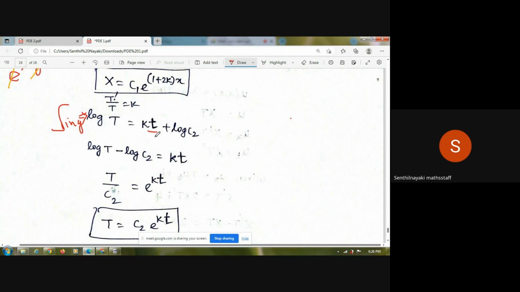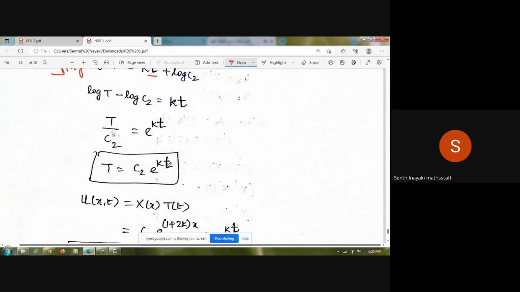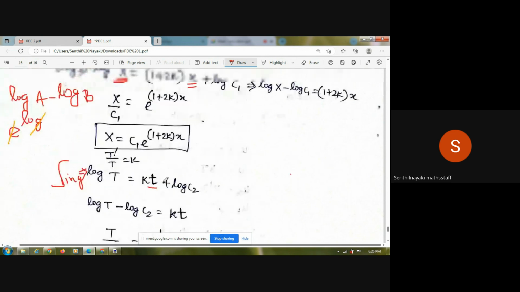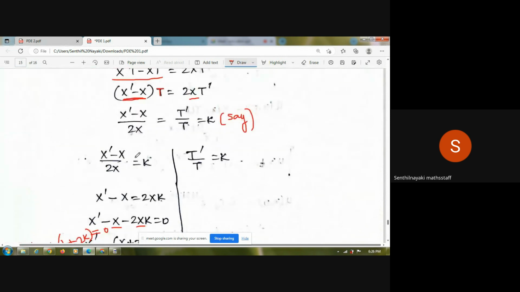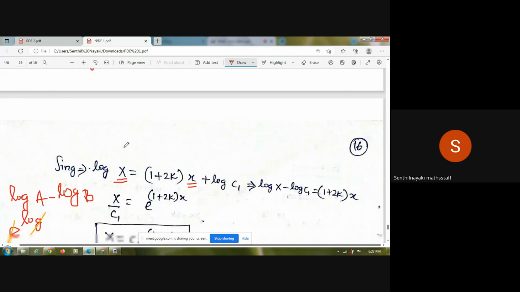Like the previous case, if we take the log c2 term to the left side, then log of T by c2 equals kt. After eliminating the log function, we get T by c2 equal to e power kt. Therefore, T equals c2 into e power kt. So the first integration is with respect to x, and the second integration is with respect to t. We have to keep this in mind.